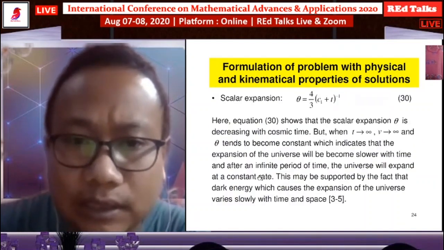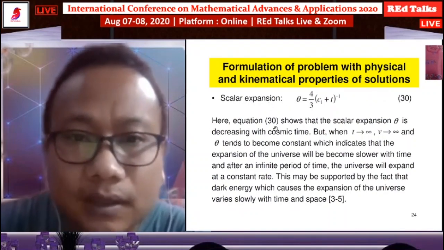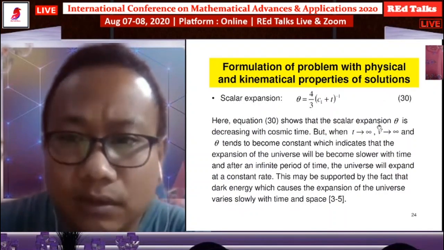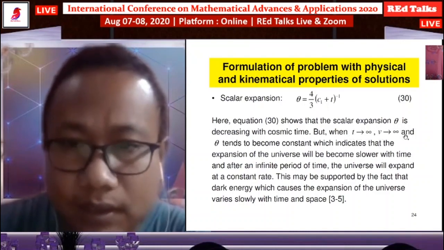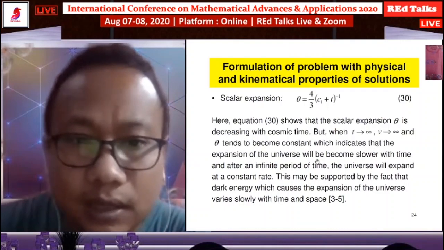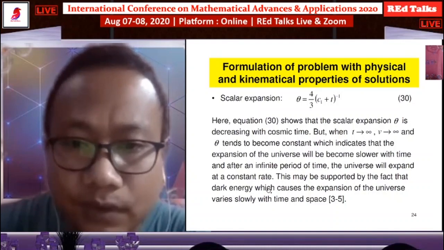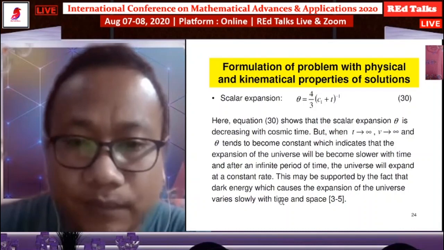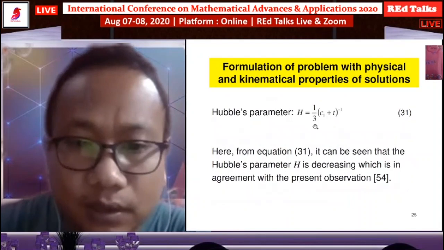And here we can see that this spatial volume is increasing with cosmic time t. And the scalar expansion theta is given by equation number 30. And here in equation number 30, we can see that the scalar expansion theta is decreasing with cosmic time t. But when t tends to infinity, we have V tends to infinity and theta tends to become constant, which indicates that the expansion of the universe will become slower with time, and after an infinite period of time, the universe will expand at a constant rate. This may be supported by the fact that dark energy, which causes the expansion of the universe, varies very slowly with time and space.